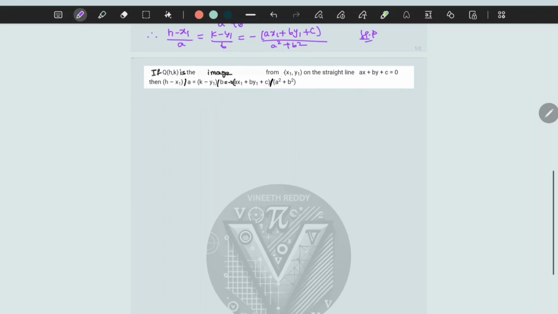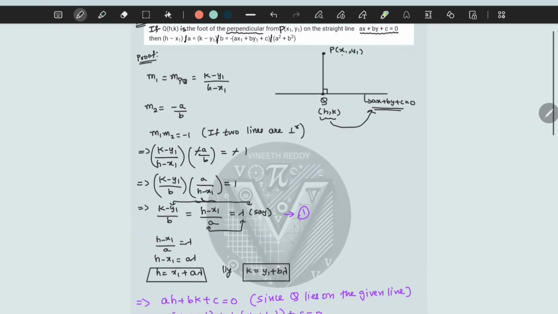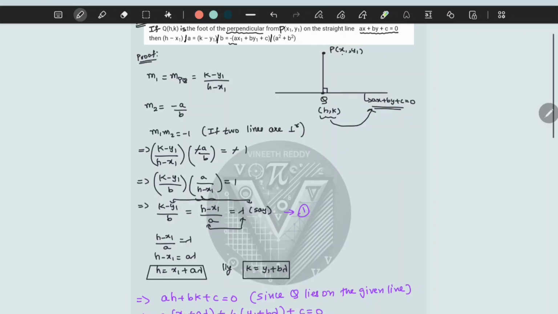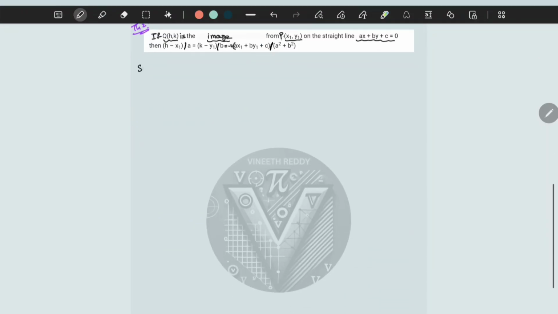Now let us prove the next theorem, theorem number 2. Theorem number 2 says, if Q(h, k) is the image of P(x1, y1) in the straight line, then we need to prove that (h - x1)/a = (k - y1)/b = -2(ax1 + by1 + c)/(a² + b²). So the difference between this theorem and the previous theorem is that in the formula we have -1 there and here we have -2. The proof is very simple and very similar to the previous theorem. Now again let us try to draw the diagram.